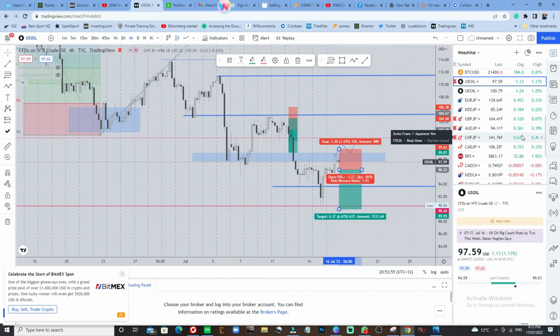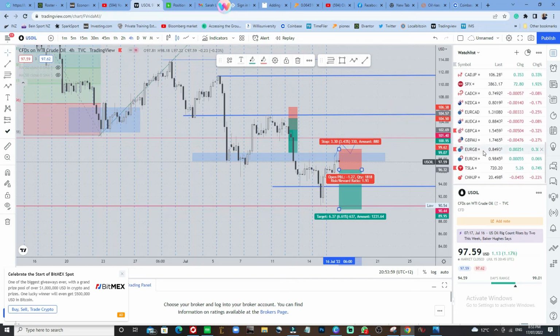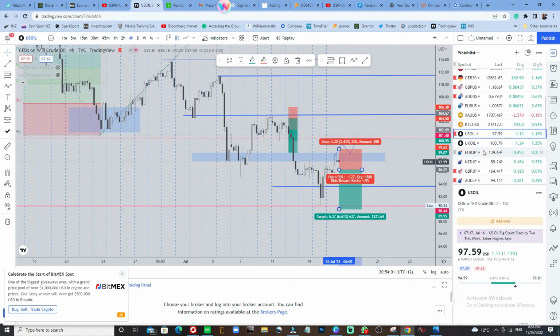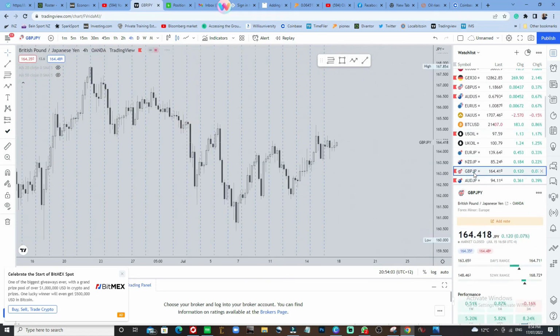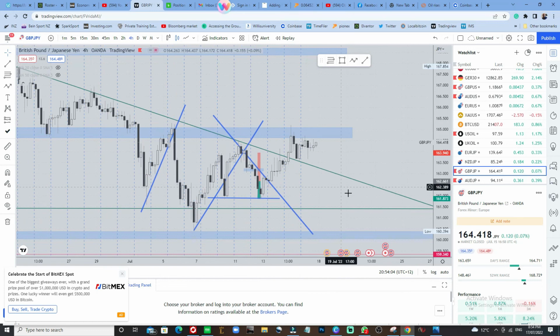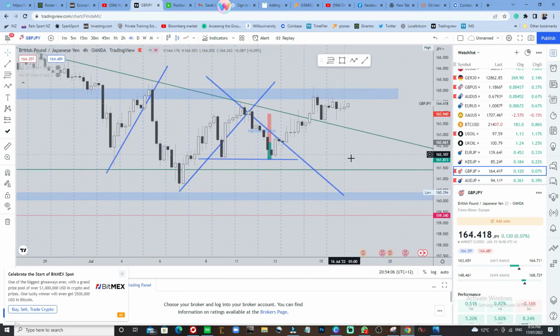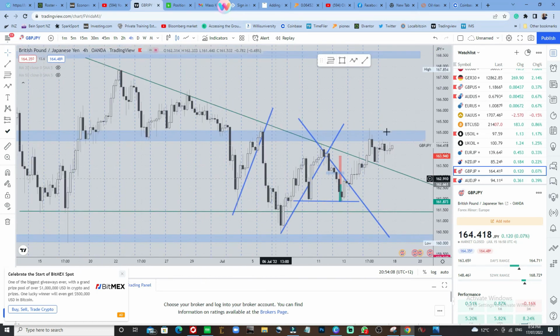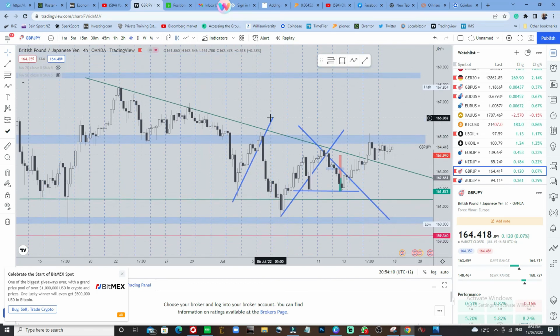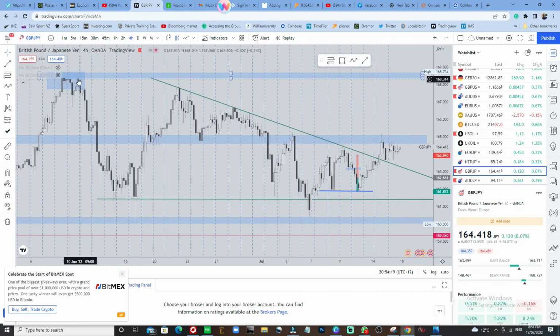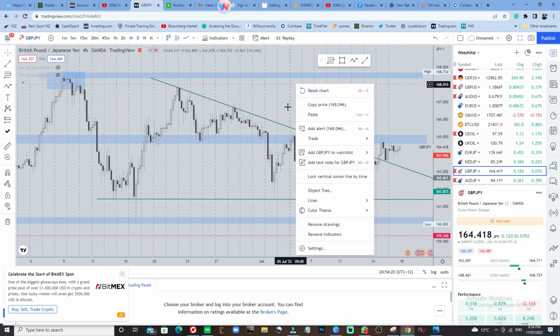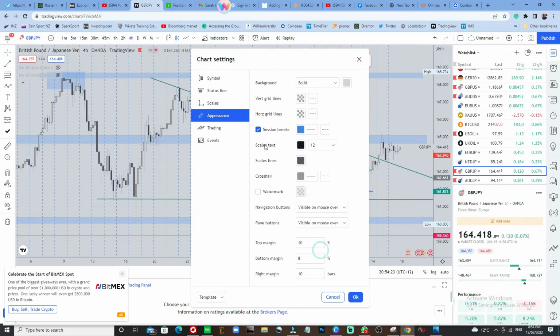Now for GBP JPY, let's go to GBP JPY. Now I took a sell on GBP JPY because if you zoom out, let me remove these first. Now the reason why I did that was, first of all, I want to remove these sectional breaks. It's looking too rowdy.